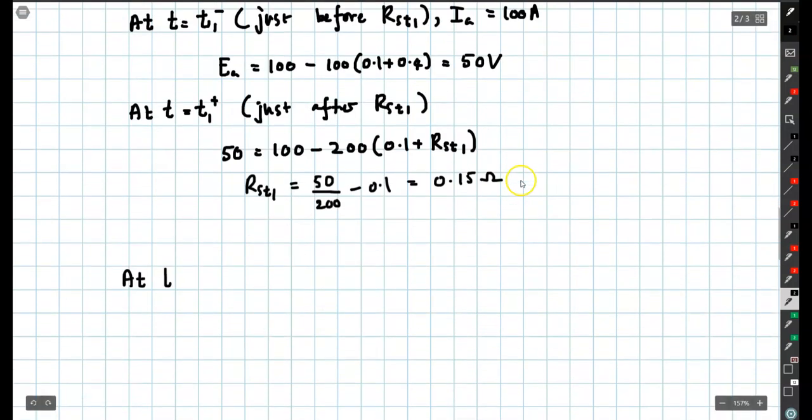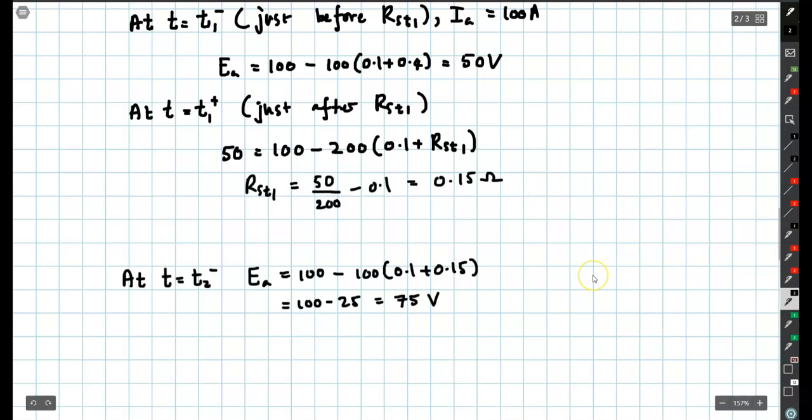So at T equals T2 minus, which is just before T2, RST is still equal to 0.15. And from there we can calculate the value of EA. Now EA is equal to 75 volts because the speed has built up from the previous value of 50 volts. Now it is becoming 75 volts.